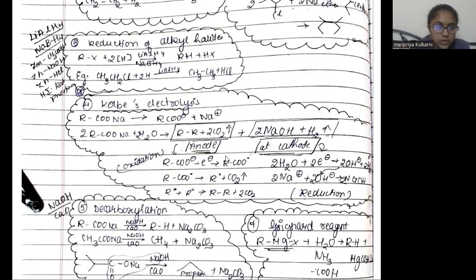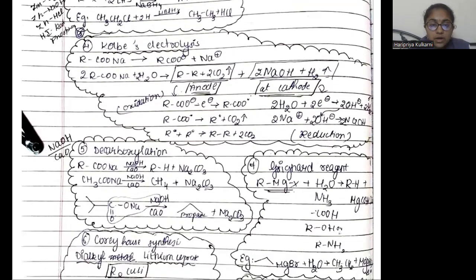A simple example we will take, that is CH3CH2Cl, right? On reacting it with 2 atoms of hydrogen, in the presence of LiAlH4, we will get CH3CH3 plus HCl. That is our alkane, ethane, plus HCl. So here are the reagents that you can remember.